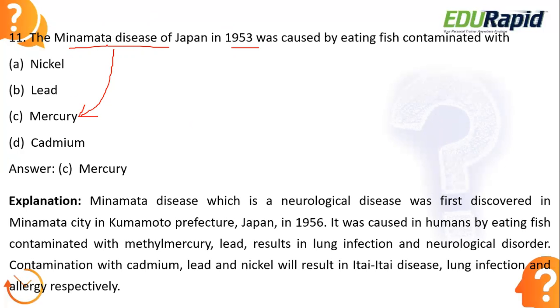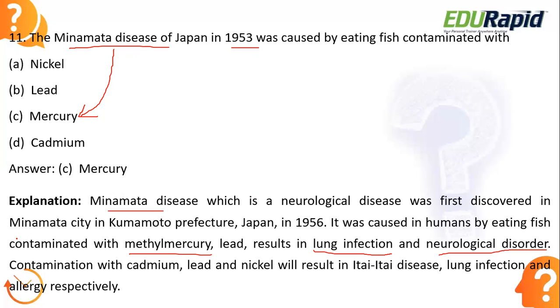Okay, so most of the humans, by eating raw fish which was contaminated by methyl mercury, developed lung infection as well as neurological disorder. So it is basically related to our respiratory system as well as the nervous system, these organ systems in our body. These are the major organ systems which will get disturbed when there is mercury content in our body. Finally, that leads to a disease called Minamata disease.